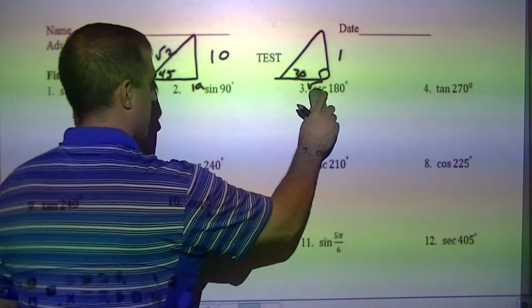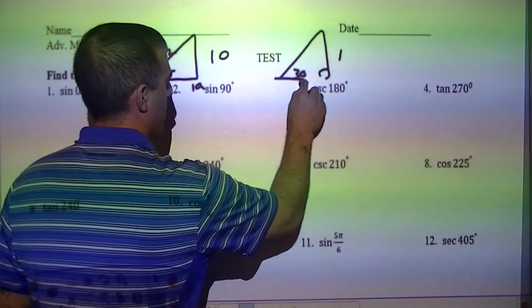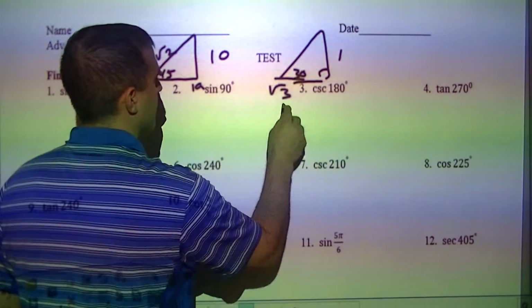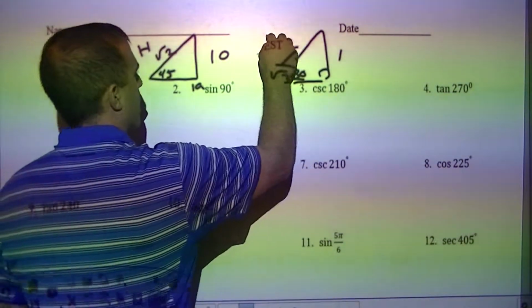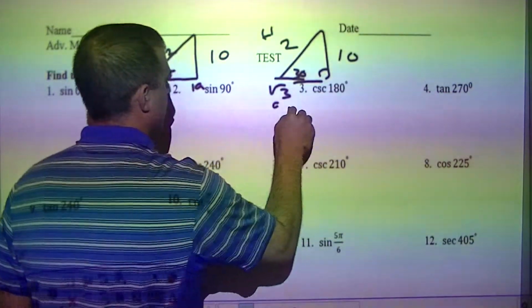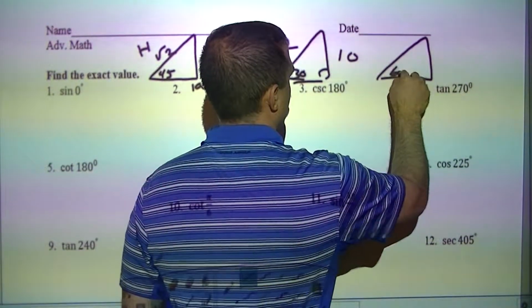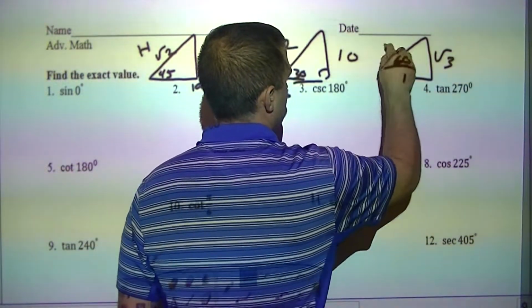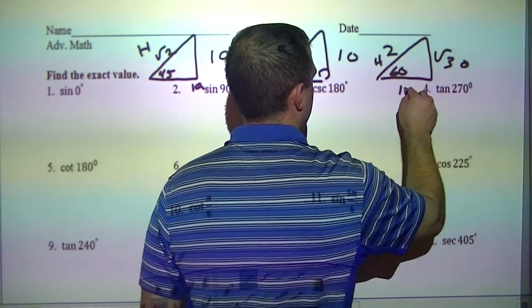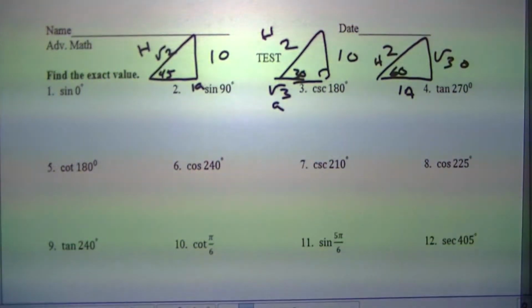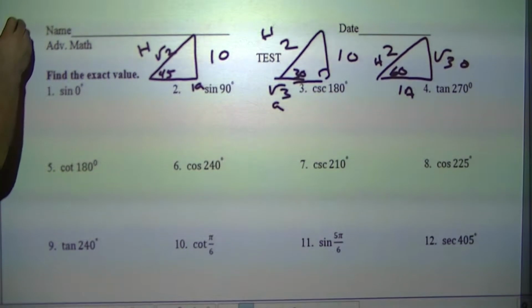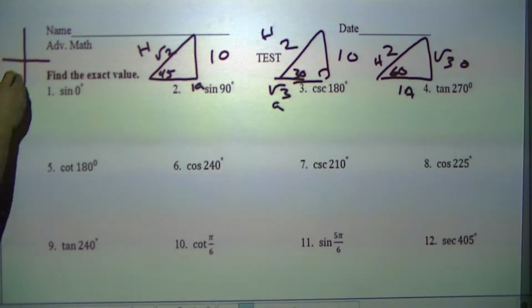Let me move this over here. 1, square root of 3 down here, and 2, hypotenuse, opposite, adjacent. And then you've got the 60-degree triangle, square root of 3, 1, and 2, hypotenuse, opposite, adjacent. What you also always have to understand is what's positive and what's negative.